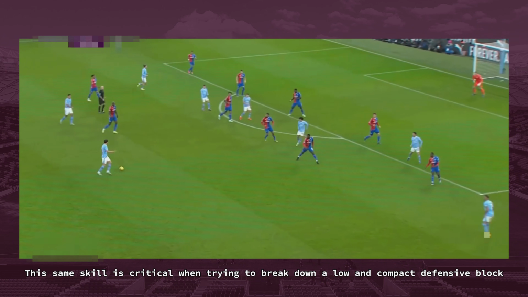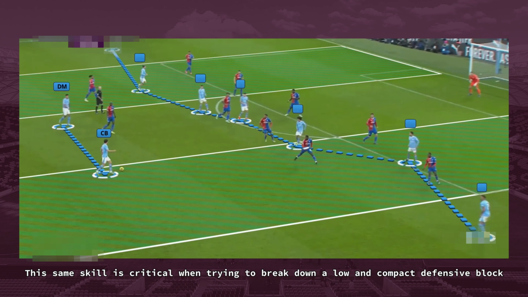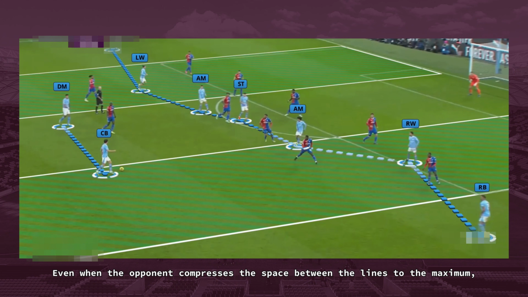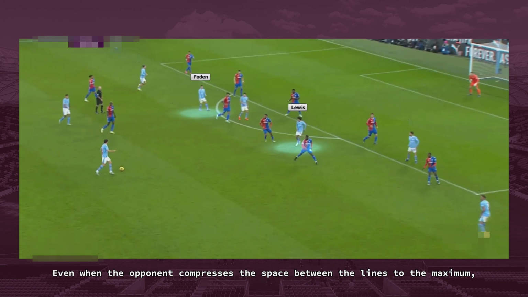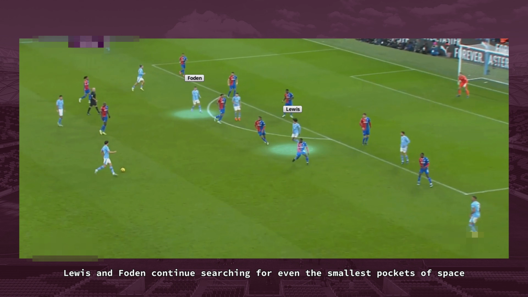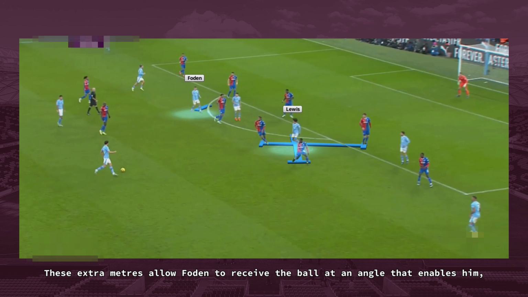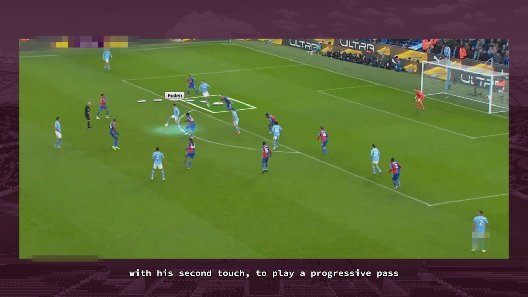This same skill is critical when trying to break down a low and compact defensive block. Even when the opponent compresses the space between the lines to the maximum, Lewis and Foden continue searching for even the smallest pockets of space. These extra meters allow Foden to receive the ball at an angle that enables him, with his second touch, to play a progressive pass.